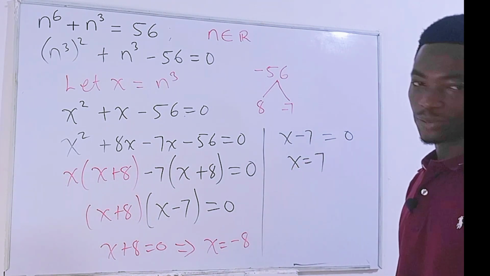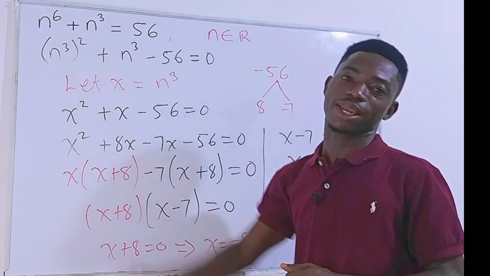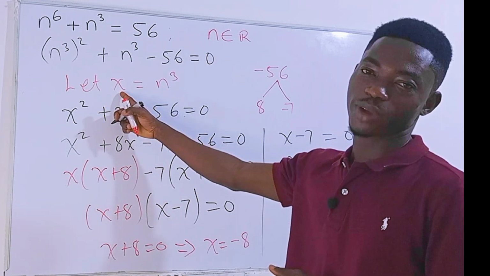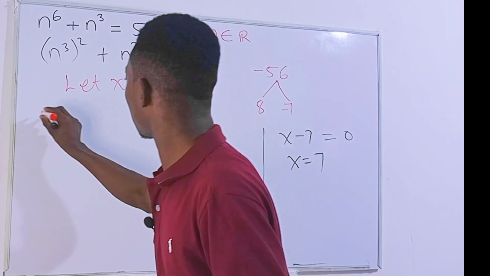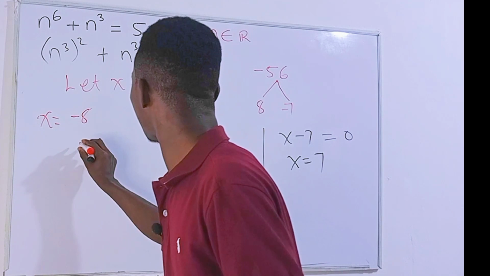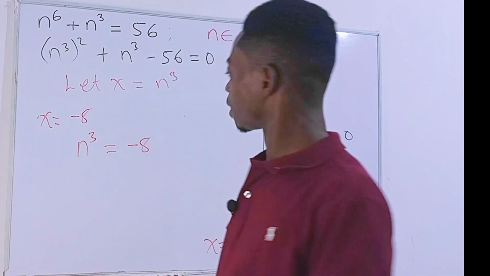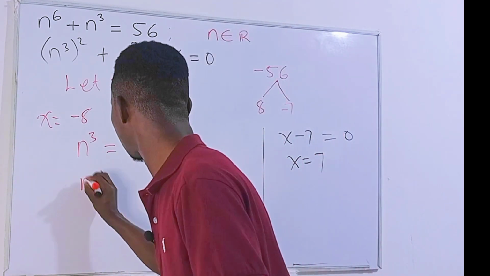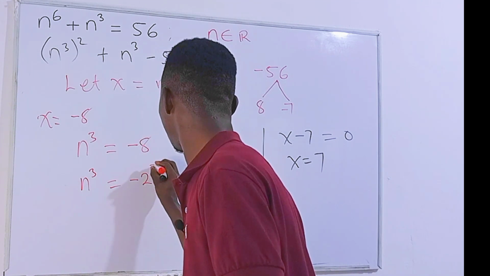Of course, remember, we are not looking for x, but we are looking for n. But we let x equal to n to the 3rd power right here. Now that we know the values of x, we are good to go. I'm going to get rid of this. Cool. Now when x is equal to negative 8, we are going to have n to the 3rd power is equal to negative 8. Check this out. We are looking for n from this. In fact, this is the same as n to the 3rd power is equal to minus 2 to the 3rd power.